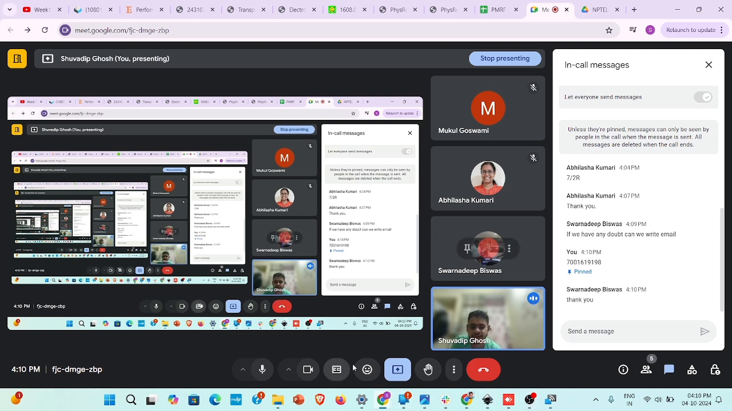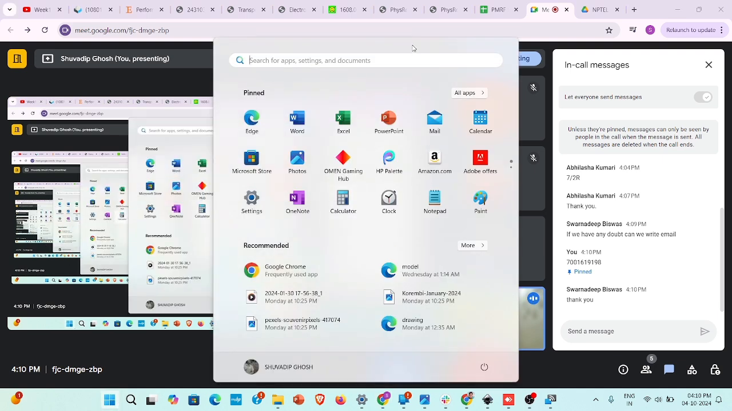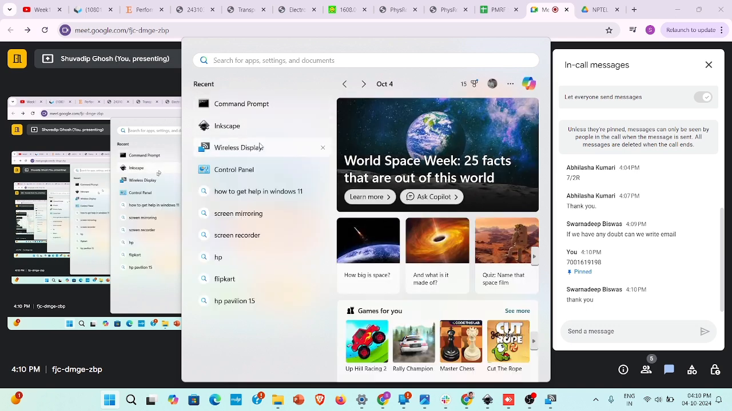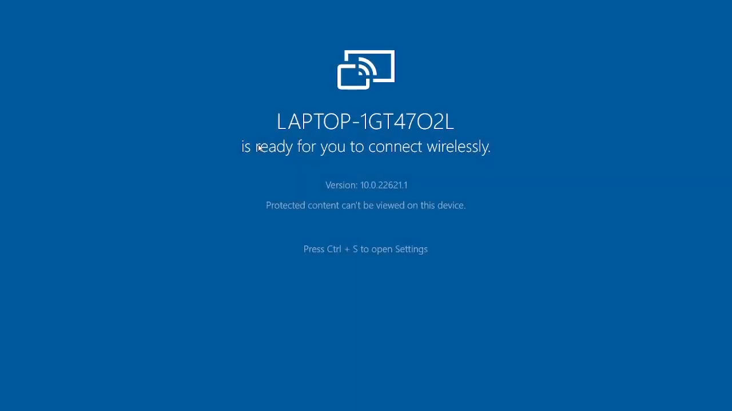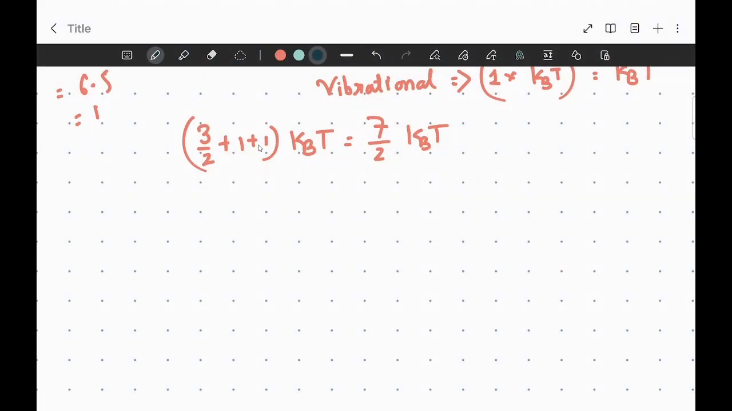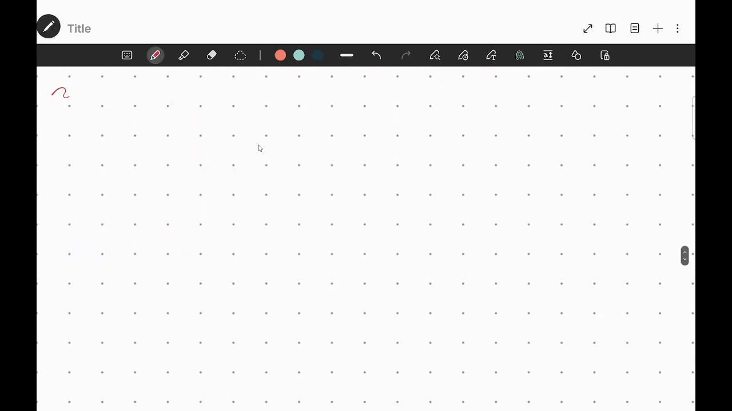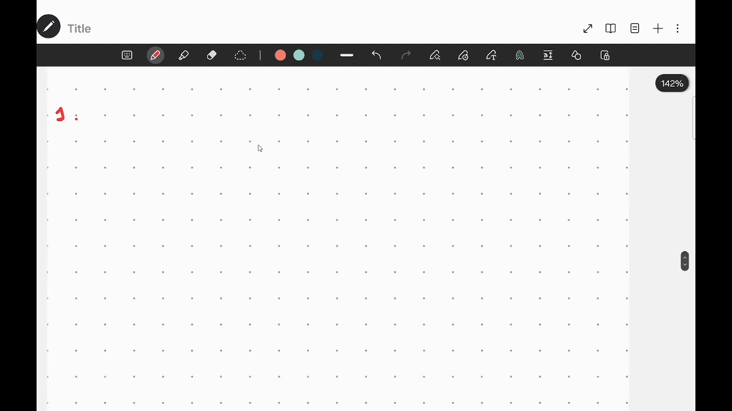Okay, so now I am again sharing the screen, and I have to connect it. Then I will go next with it. First, where is the display.